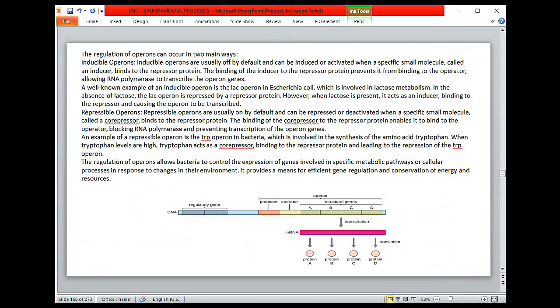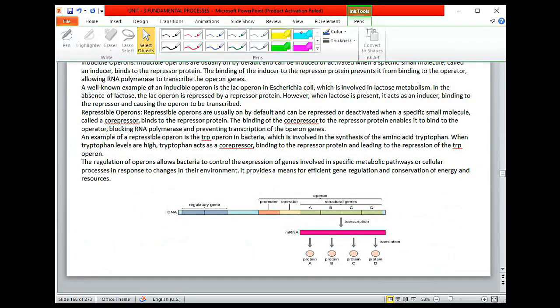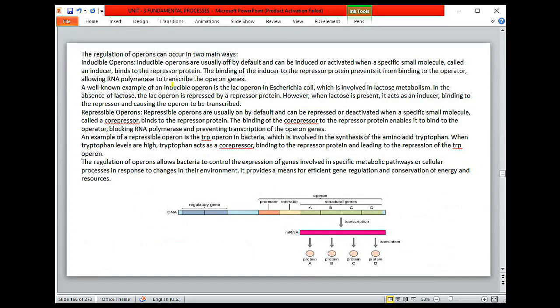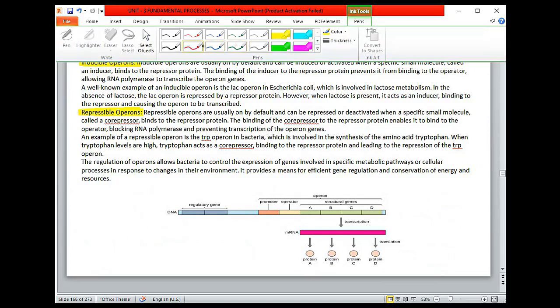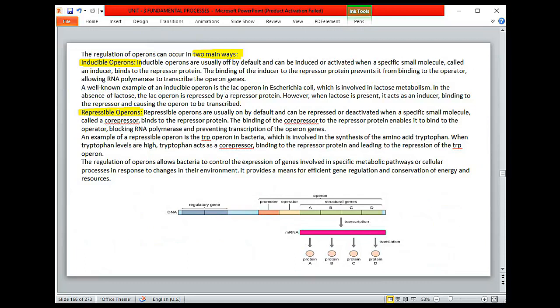Now we have the two main types, the repressible operon and the inducible operon, the lac operon being the inducible one. So there are two main ways. First one is inducible, second one is repressible. Understand this? Inducible operon, inducible means that they have to be initiated before getting the work started. Induce, we have to induce them.